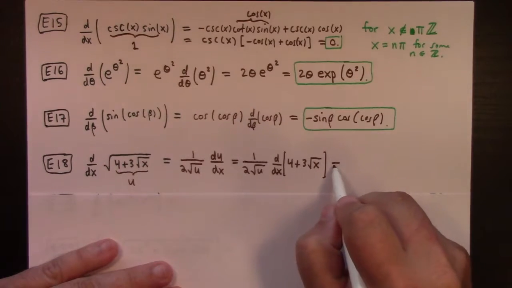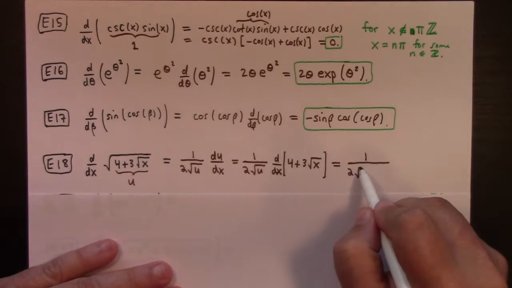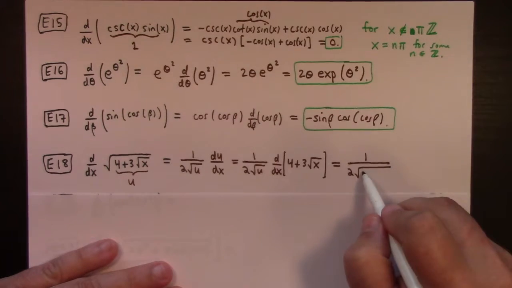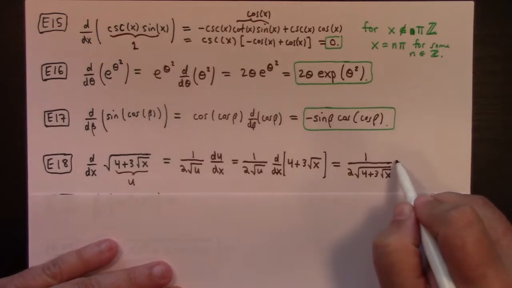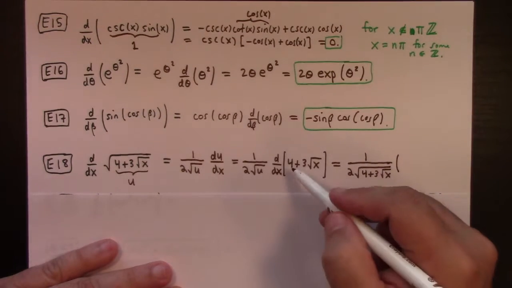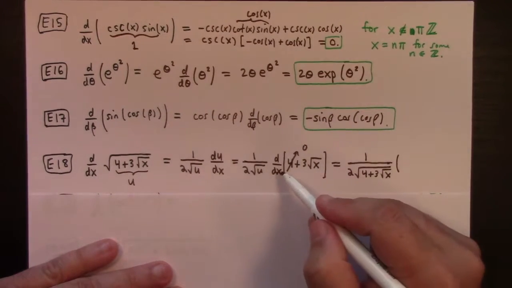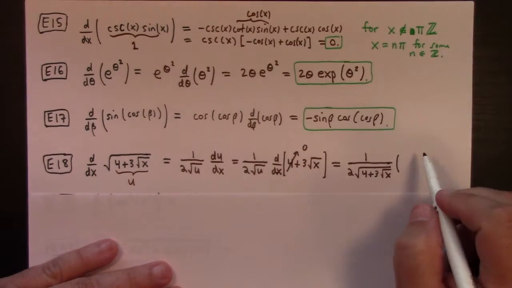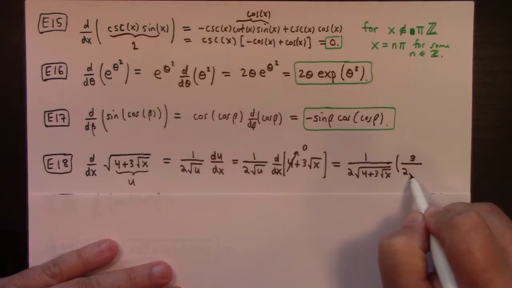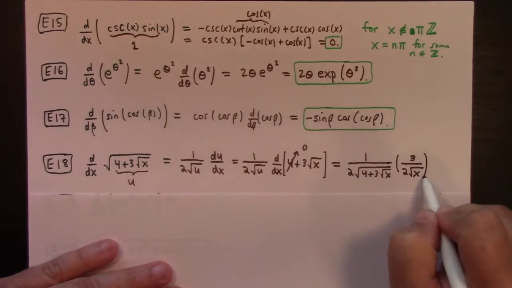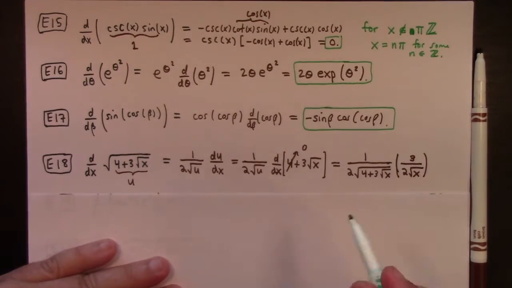All right, and then I'll write the answer. So this is 1 over 2 times the square root of 4 plus 3 square root of x times what? Times the derivative of 4, which is 0, right? 4 doesn't change. 3 pulls out of the derivative. The derivative of the square root is 1 over twice the square root. So what I have then is, of course, just 3 over 2 square root of x from the derivative of the inside function. And there you go.